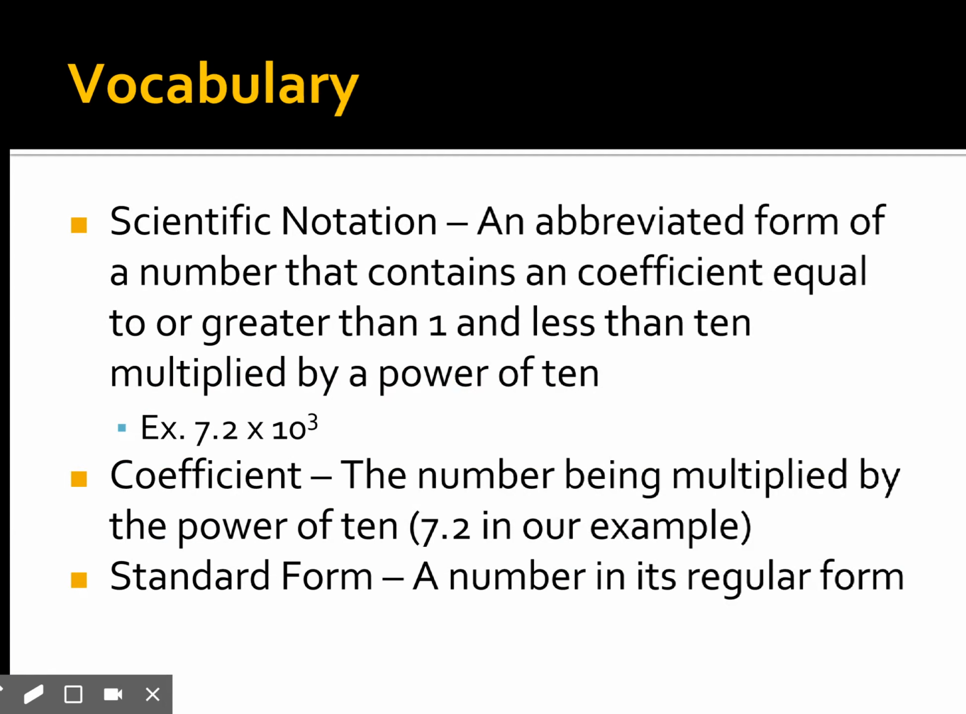Vocabulary. Scientific notation is an abbreviated form of a number that contains a coefficient equal to or greater than 1 and less than 10, multiplied by a power of 10. For example, 7.2 times 10 to the third power. Coefficient is the number being multiplied by the power of 10, so 7.2 in our example. And then standard form is a number just in its regular form.